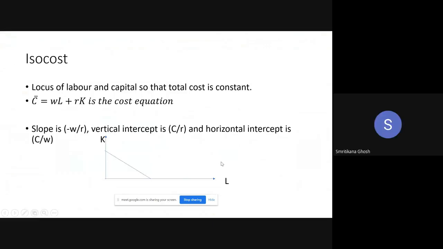Yes, ma'am. W is the wage rate and R is the rent. That means if you want to employ 1 unit of labor, what is the amount of money you have to pay? That is the wage rate. And rent is like this. If you want to employ 1 unit of capital, how much money you need to pay for that capital? That is R. R is like the rate of interest.